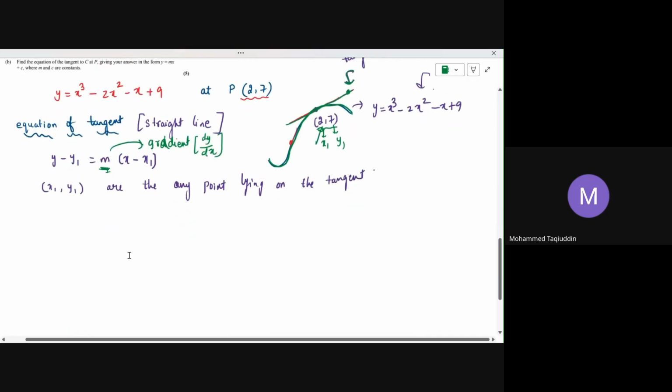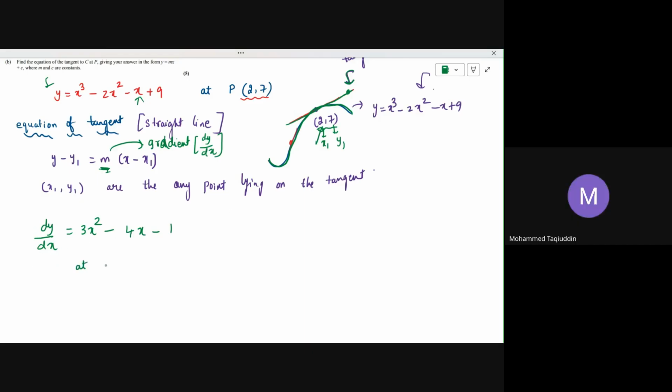Just differentiate this function. So dy by dx would be equal to the differentiation of x cube, which is 3x squared, the differentiation of 2x squared is 4x, and the differentiation of x is 1, isn't it? And the differentiation of a constant is 0. Is that clear, Sarah? Yeah. Now I'm finding this gradient at x equals what? 2, right? So I'll just substitute this 2 here. After differentiating, I'm substituting 2. So I got the value of m as what?